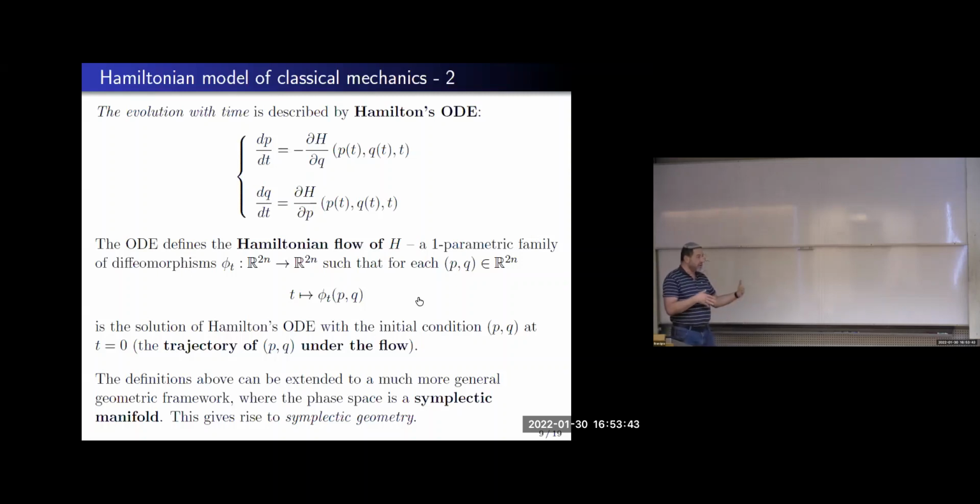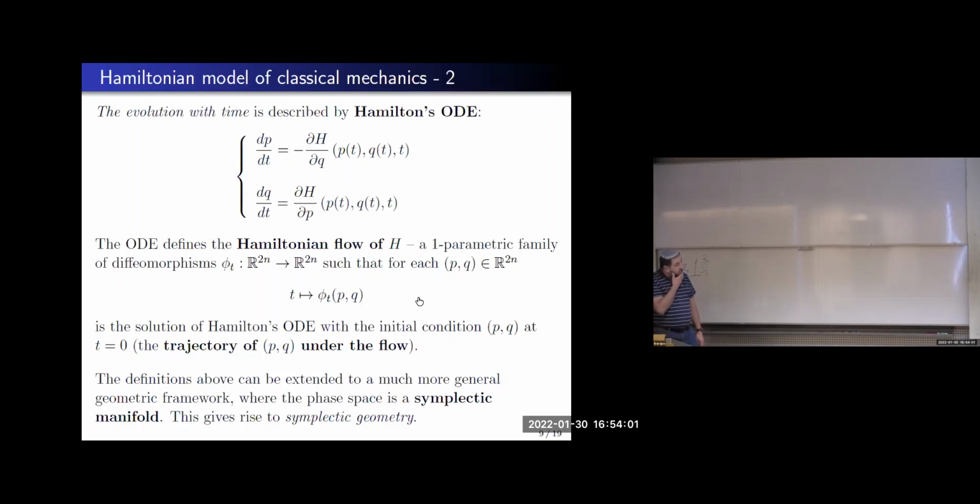So at the moment t equal to 0, that's (p, q), and then when t moves towards plus infinity or backwards towards minus infinity, you see the evolution of the system forward or backward in time, and that describes the evolution of your mechanical system.